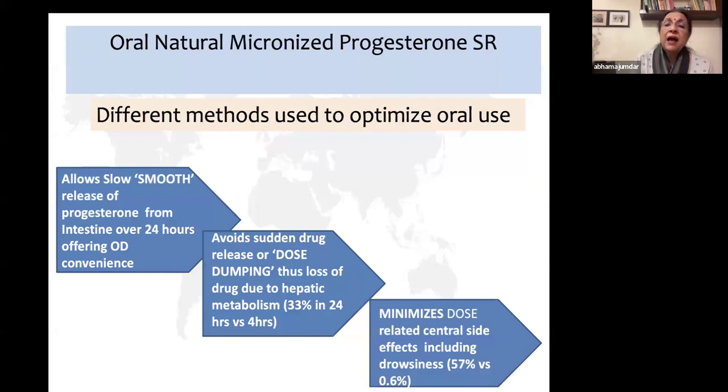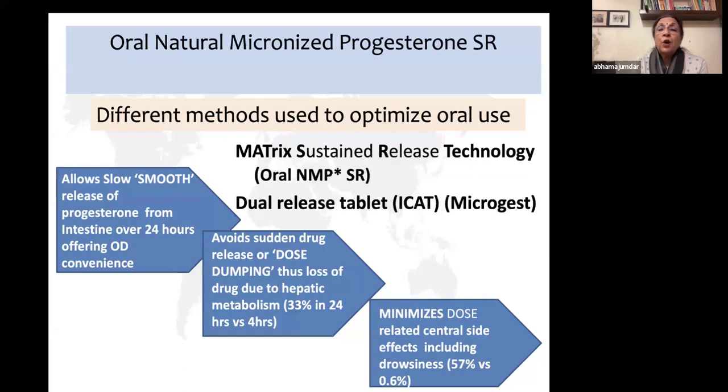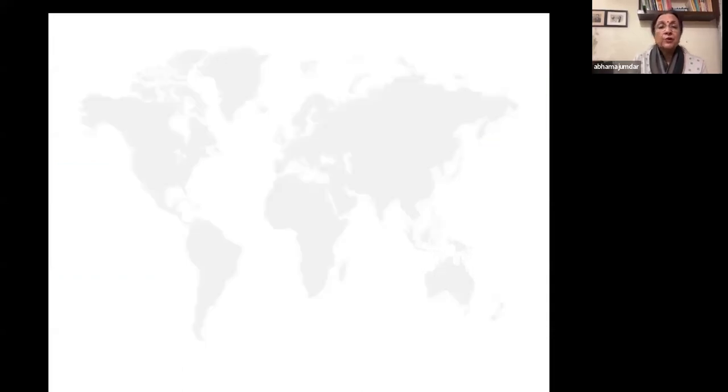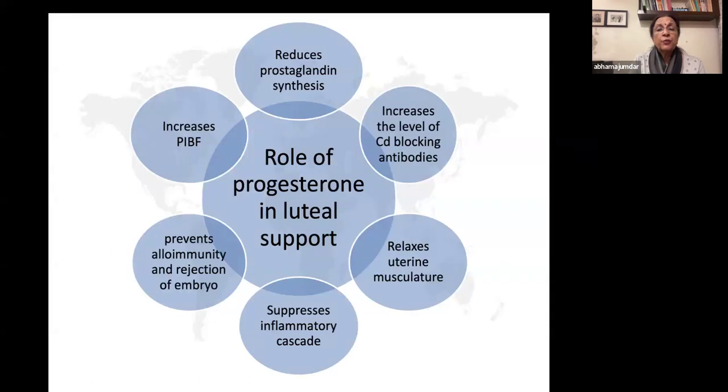So these drugs have been brought into oral use, but still clinicians are not so comfortable using them. At least I am not very comfortable using them. The oral micronized progesterone slow release or the dual release tablet, which comes by the name of oral microgest. Having said that, the role of progesterone in luteal phase is prostaglandin synthesis, which quietens the uterus, increases the level of CD blocking antibodies, relaxes uterine musculature.